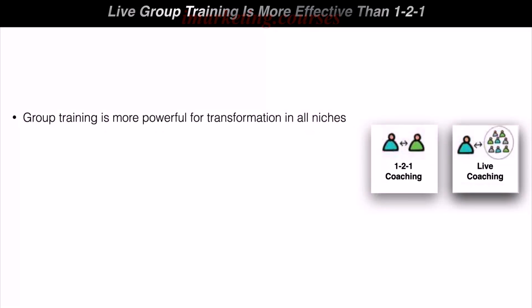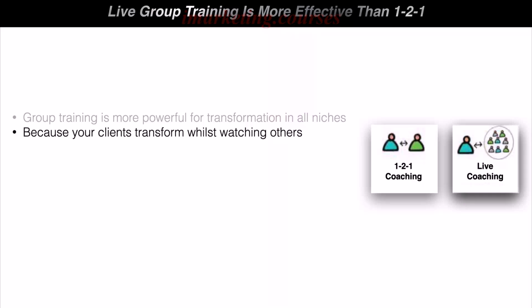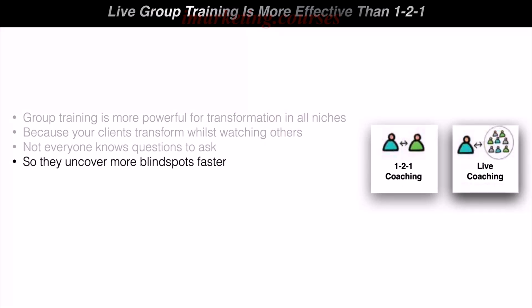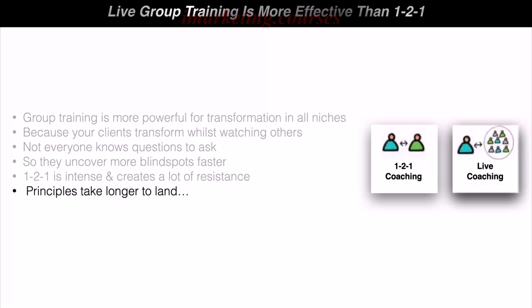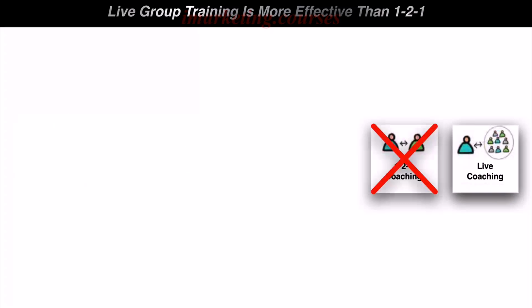Group training is more powerful for transformation in all niches because your clients transform whilst watching others. Not everyone knows the questions to ask. And so they uncover more blind spots faster by being part of a one-to-many group. Okay, one-to-one is intense and creates a lot of resistance and is sometimes not the easiest way to coach people. Principles take longer to land when they are one-to-one. So one-to-one coaching, let's get rid of it. Live coaching, all right? So ideally get rid of the one-to-one unless it's going to be a super high price, but I'll explain that in a second.